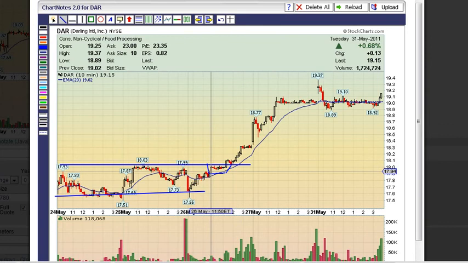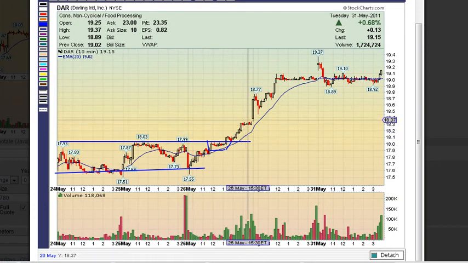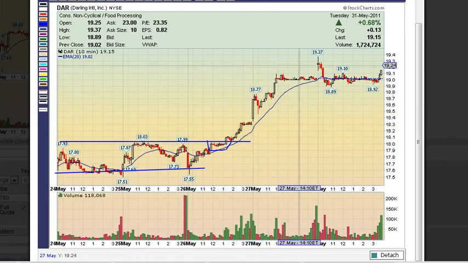So for example, here it consolidated for a good 30 minutes, over 30 minutes, maybe like an hour, hour and a half. It went sideways, consolidated, digested, and then as soon as it broke out, guys, look at that. The volume started to pick up, and the stock went into a monster run, a beautiful run.